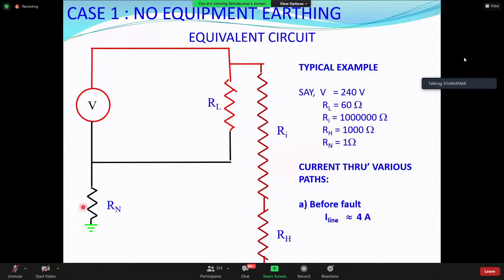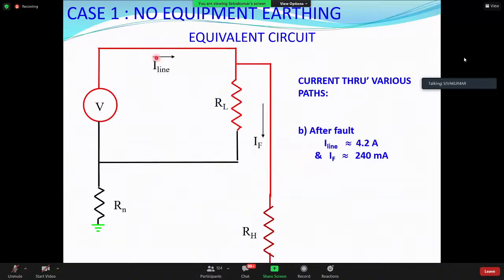Before fault, 240 by 60, the line current is only 4 ampere. This mega ohm path gives microampere, insignificant. So 240 by 60 ohms is 4 ampere current flowing. Normally for a 4 ampere load, you would have provided a 6 ampere MCB or a 6 ampere fuse.